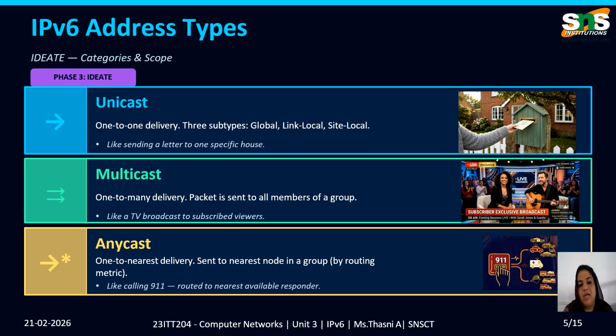IPv6 has multiple types based on categories and scope: unicast, multicast, and anycast. Unicast is one-to-one delivery, with subtypes global, link-local, and site-local. It's like sending a letter to one specific house. Multicast is one-to-many delivery, packets sent to all members of a group, like a TV broadcast to subscribed users. Anycast is one-to-nearest delivery, sent to the nearest node in a group by routing metric, like calling 911 and being routed to the nearest available responder.